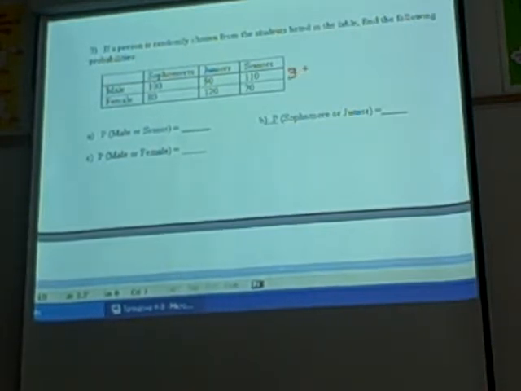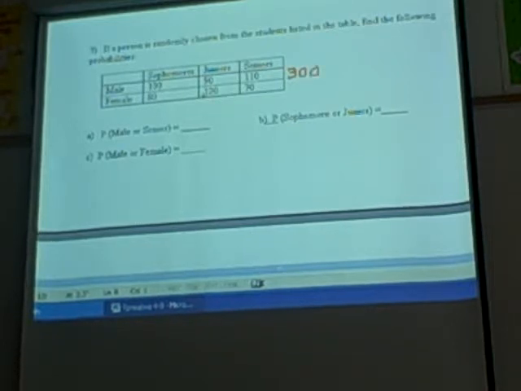Looks like we're looking at a high school here probably, because we have sophomores, juniors, and seniors. Add up the females, 80 plus 120, that's 200, plus 70, that's 270. So you have a total population here, 570 people.